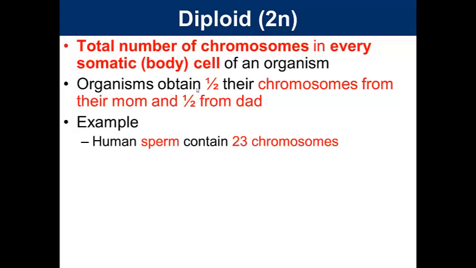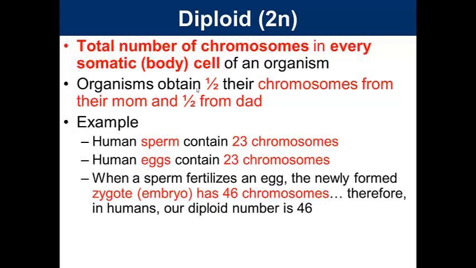For example, a human sperm contains 23 chromosomes. A human egg contains 23 chromosomes. When a sperm fertilizes an egg, the newly formed zygote, that first cell, has 46 chromosomes. Therefore, in humans, our diploid number is 46, or 2N, or 2 times 23. 2N is equal to 46. That's our diploid number.